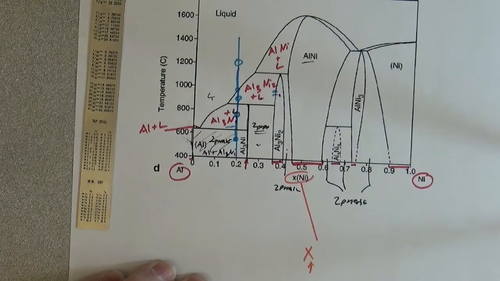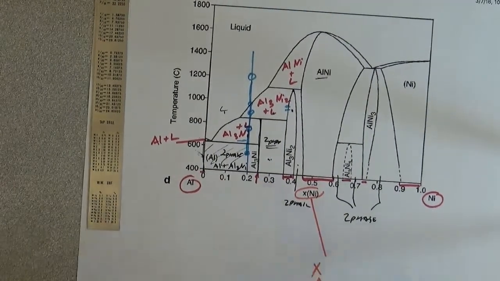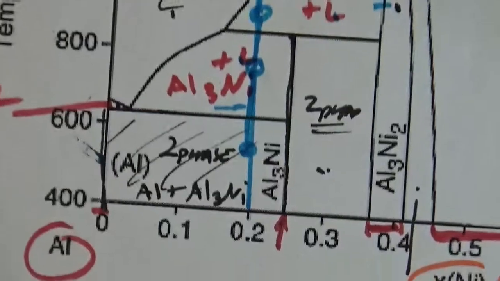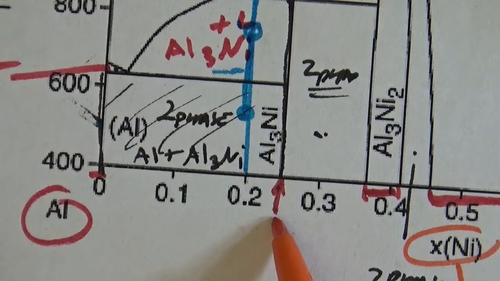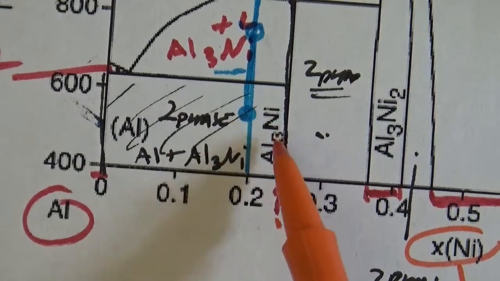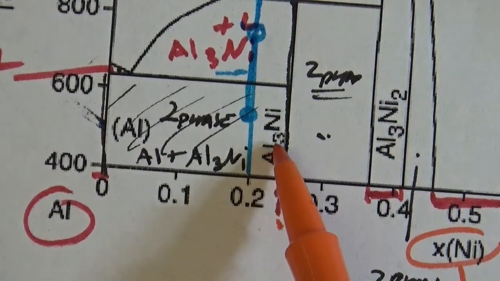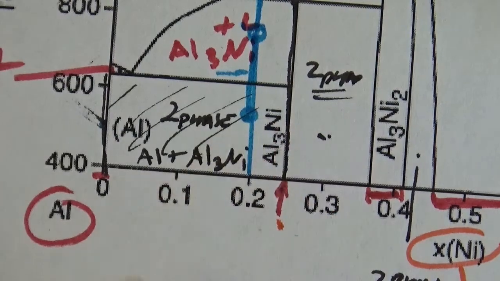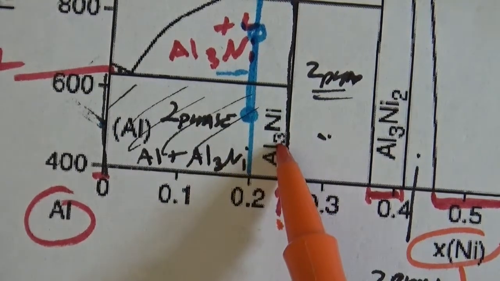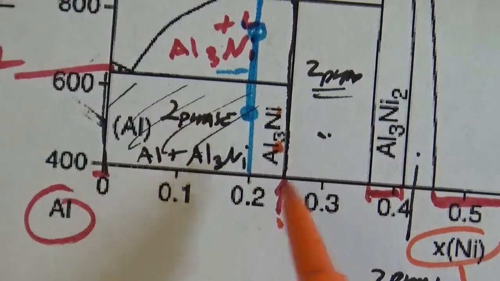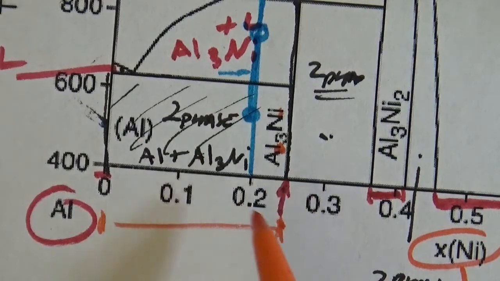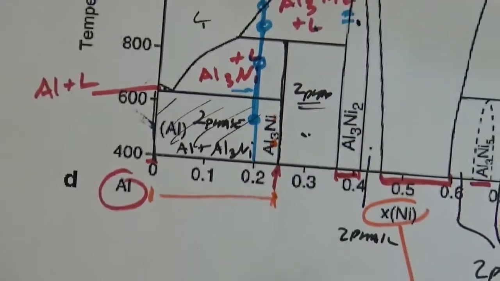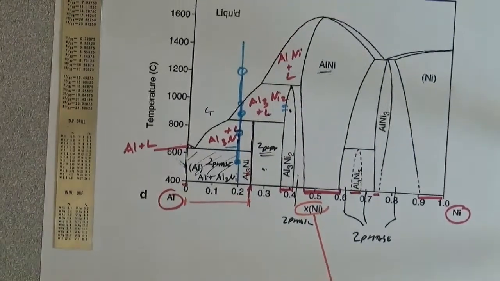And the way that you can verify that for yourself is by looking, for example, over here, right? Here we have Al3Ni, and it's at 25% or 0.25, and this is giving us a 3-to-1 ratio. So it is 75% aluminum, 25% nickel. So this tells us that X is referring to mole fraction or atomic fraction.